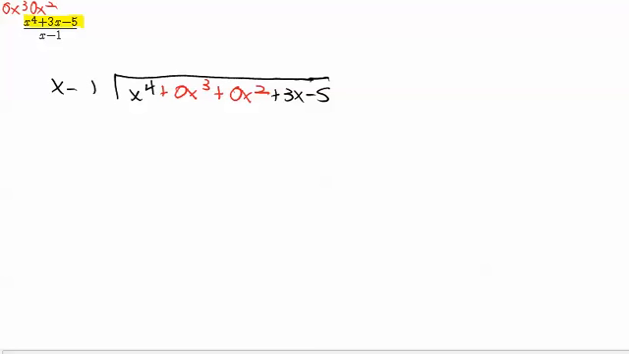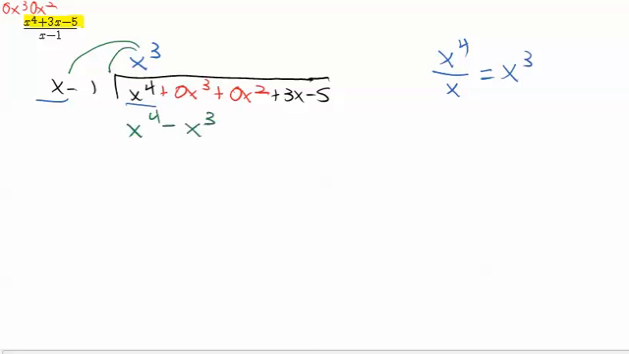Now comes the division process. First, we divide the front terms, so we're dividing x to the fourth, and we're dividing out an x. That's going to leave us with an x cubed. Then we multiply that x cubed by each of the terms in front. That's going to give us x to the fourth minus 1x cubed.